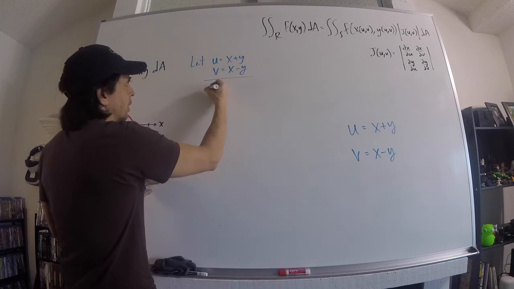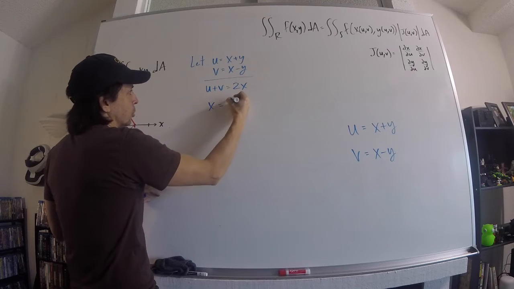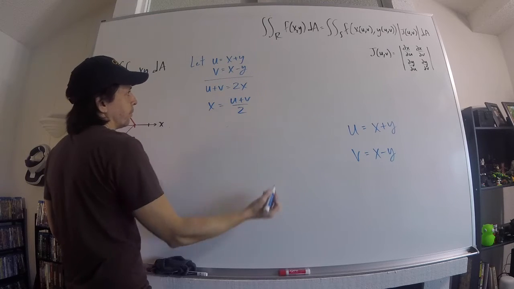I'm going to eliminate the y. I'm going to get u plus v is equal to 2x. x is equal to (u plus v) over 2.